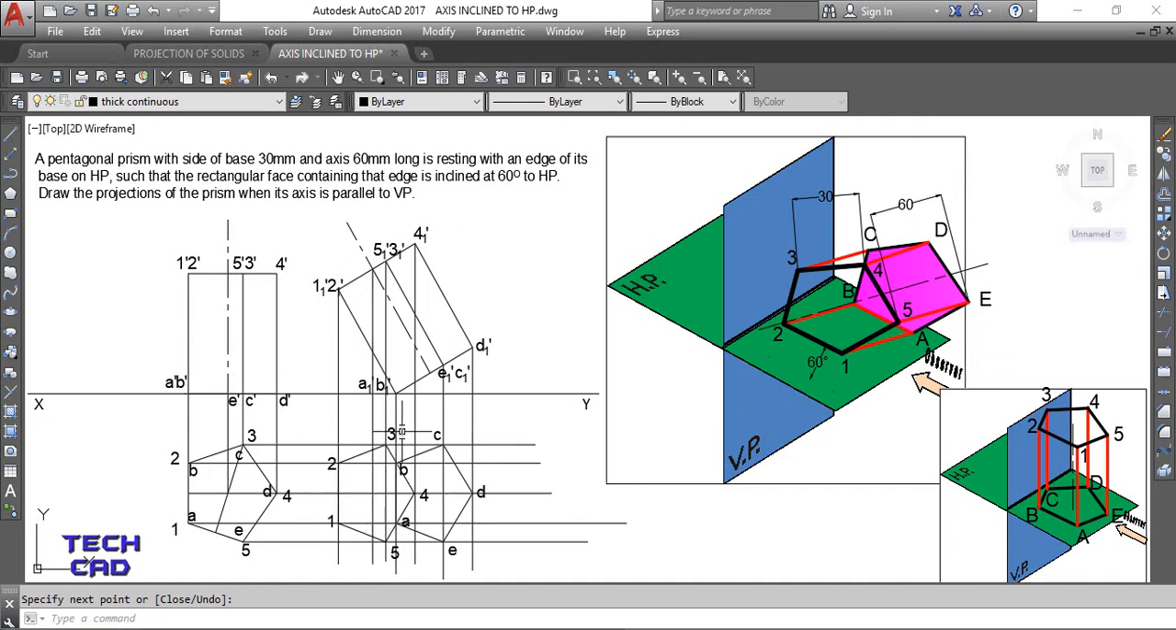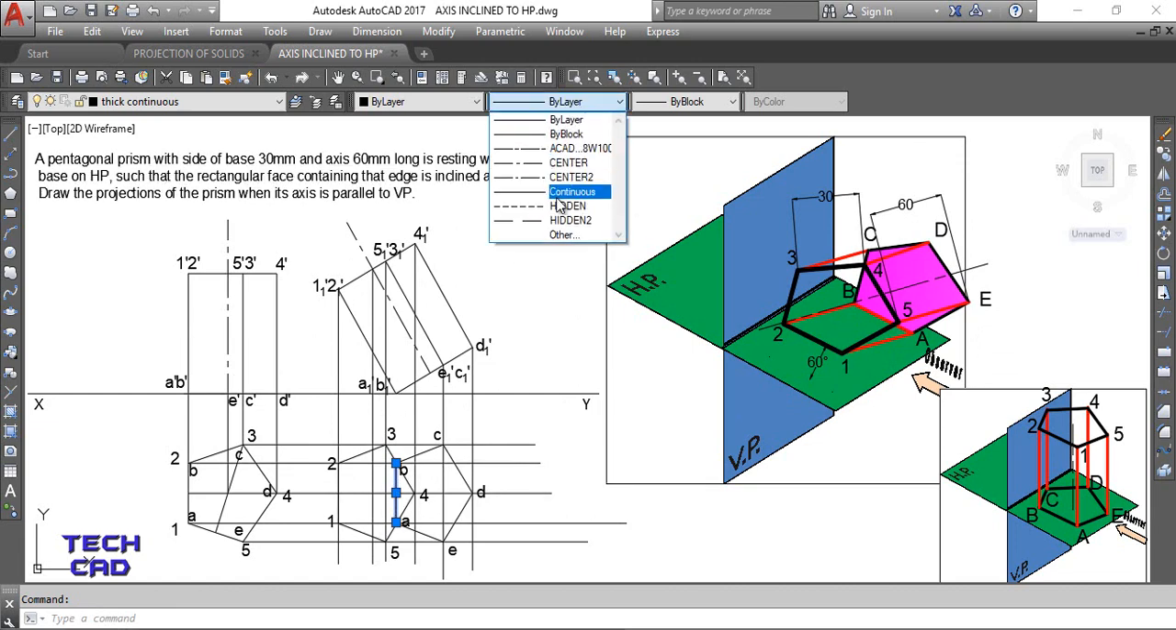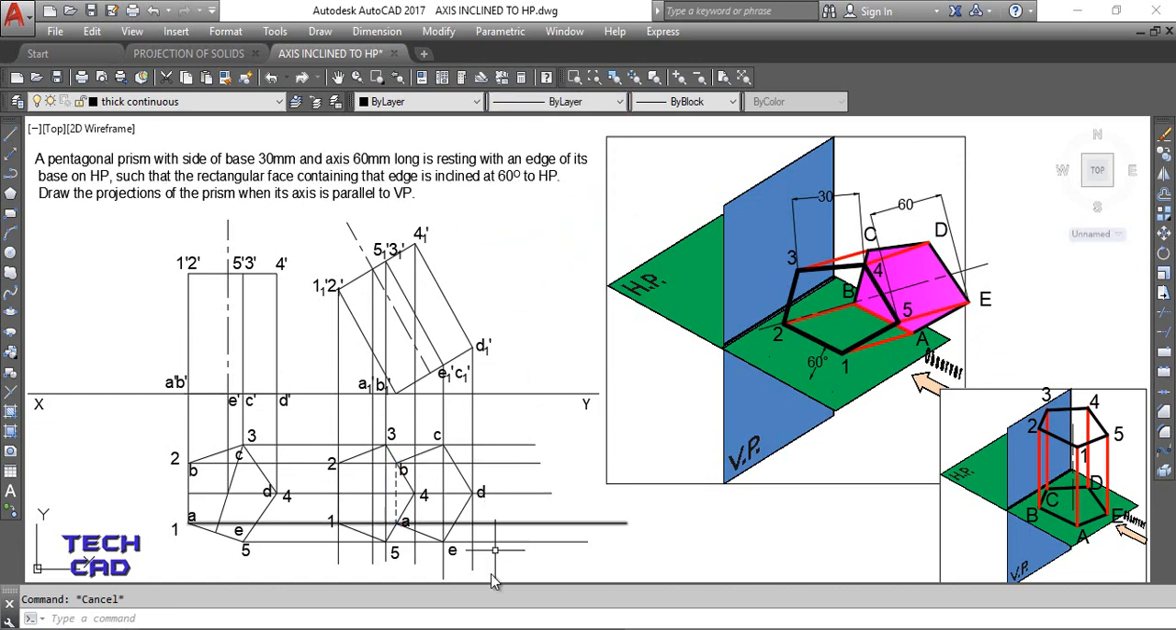Okay, so how to make this hidden? First of all, I'll delete this one. Then I select it. This AB line selected. Go to the layer, make it hidden over here. So you can see it goes hidden like this as per convention of lines.